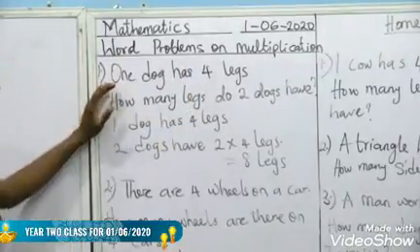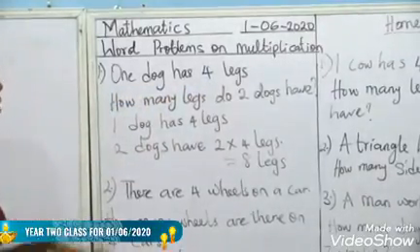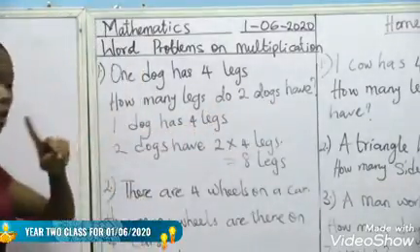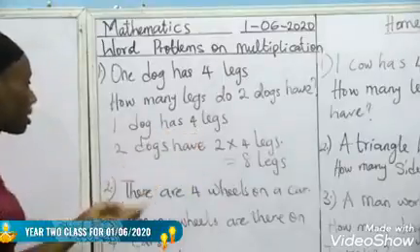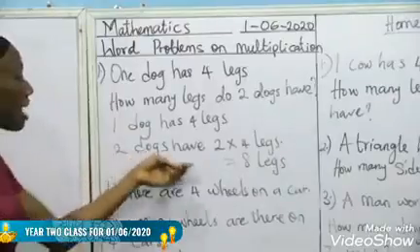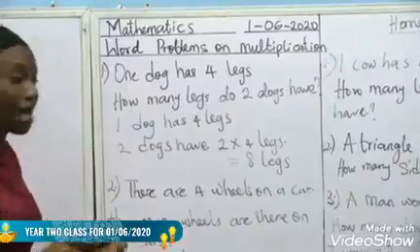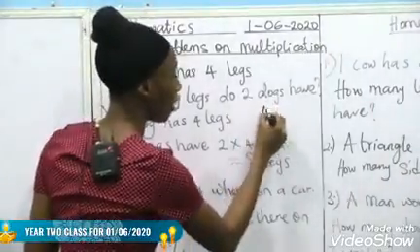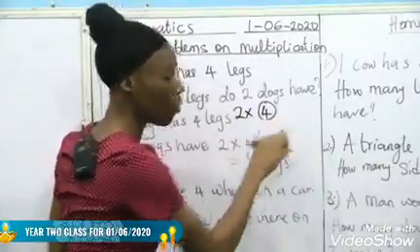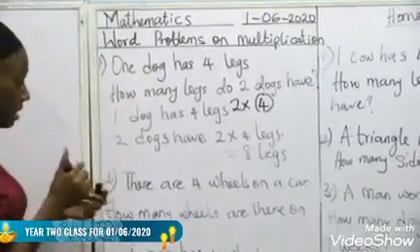Now the first question we are going to do is, one dog has 4 legs. How many legs do 2 dogs have? It's simple. Since one dog has 4 legs, and they are asking us how many legs 2 dogs have, we will say 2 dogs have 2 times 4, which will give us 8. So 2 dogs have 8 legs.